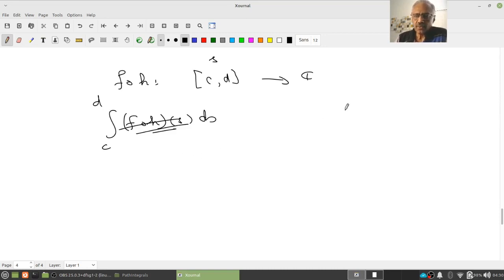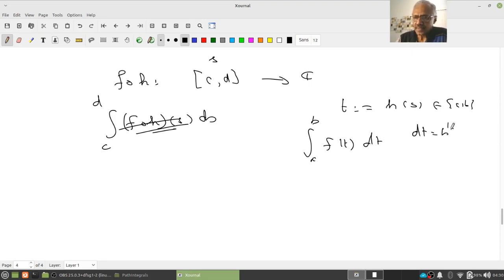So now what we want to do is, let us put t equal to h of s, and this belongs to [a,b]. Therefore if I write the integral of f of t dt from a to b, then dt is going to be h'(s) ds. I am going to justify that.